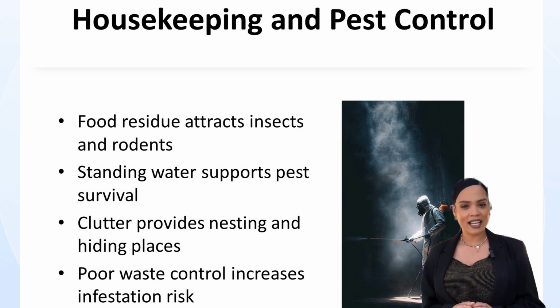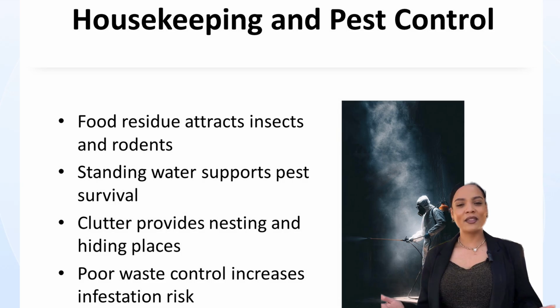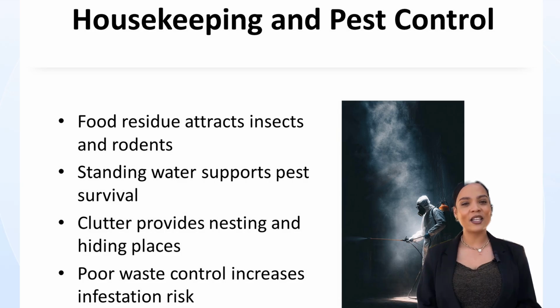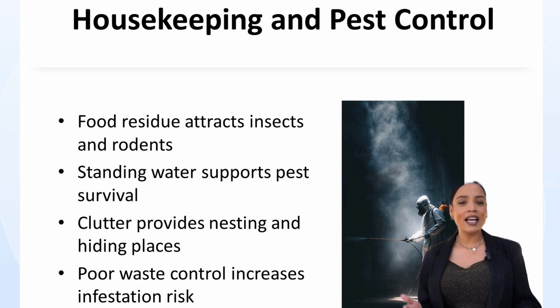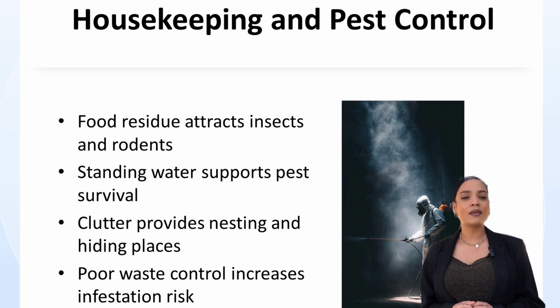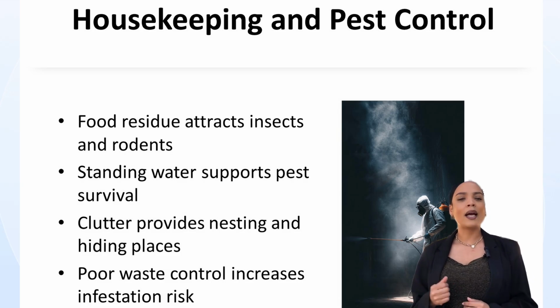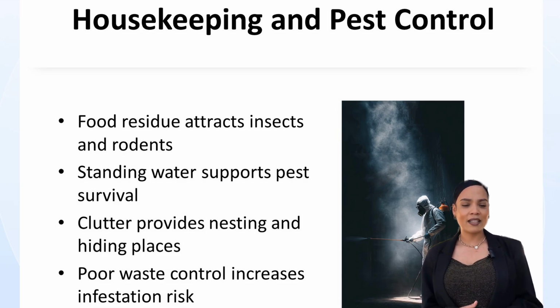2. Standing water provides moisture. Leaks, puddles, and wet waste areas create the moisture pests need. Moist areas also lead to mold, which damages packaging and stock. And 3. Clutter creates hiding and nesting spaces. Pests prefer undisturbed, hidden spaces. Piles of cardboard, unused pallets, broken equipment, and messy corners become perfect shelters.